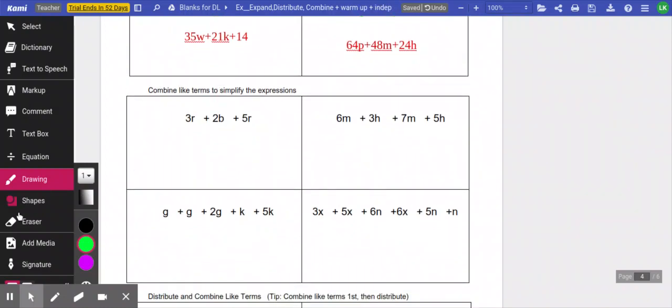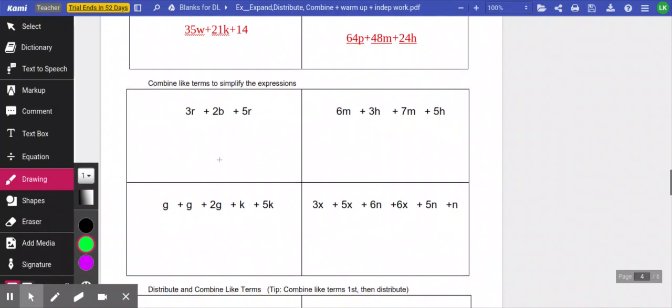Scrolling down a little bit onto page 4. In this section, we're just combining like terms to simplify the expressions. Again, think of it as like condensing your order at the drive-thru at Dunkin' Donuts or maybe McDonald's. Because there's no parentheses in any of these 4 problems, I'm not multiplying. I'm only combining or kind of adding together.